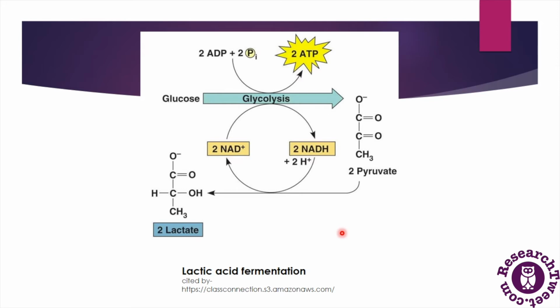So here is the diagrammatic representation of lactic acid fermentation. In this diagram, we can see the glucose molecule undergoes the process of glycolysis, which is also an exergonic process that produces two molecules of ATP. In glycolysis, the glucose converts into two molecules of pyruvate, which are 3 carbon molecules. And these pyruvate molecules convert into molecules of lactate, or lactic acid, as it is known.